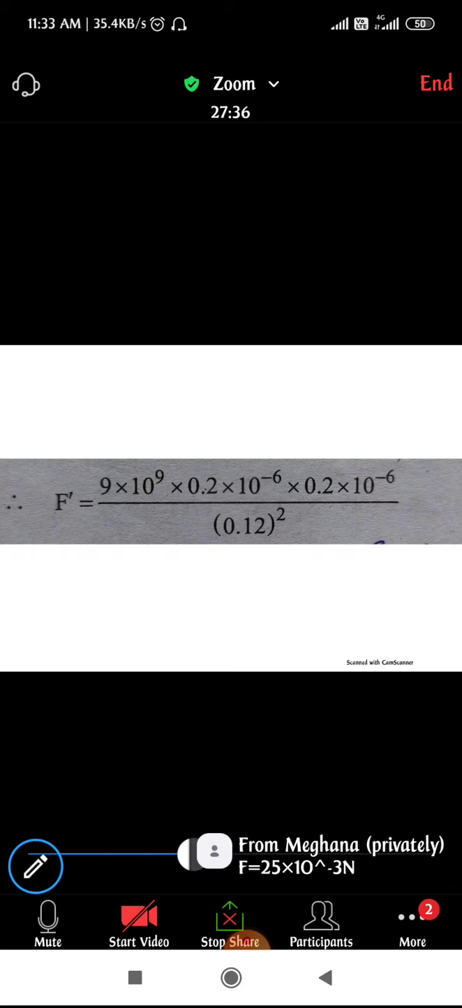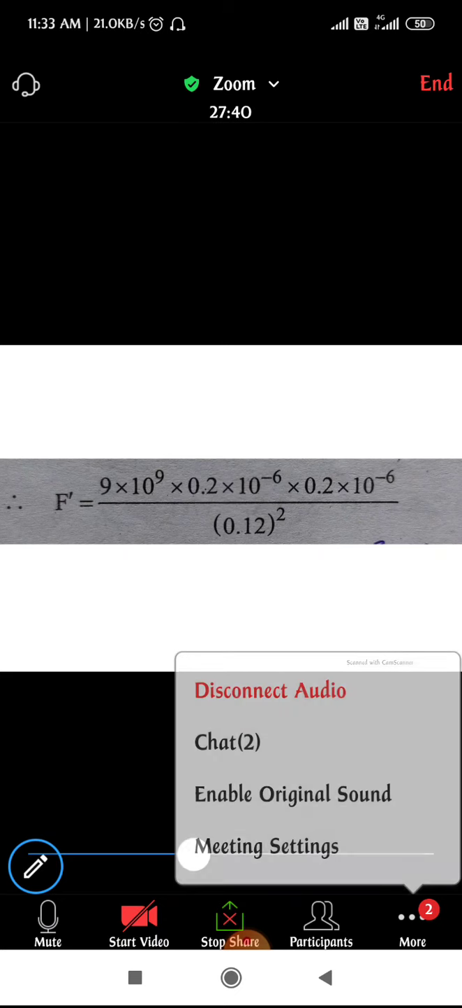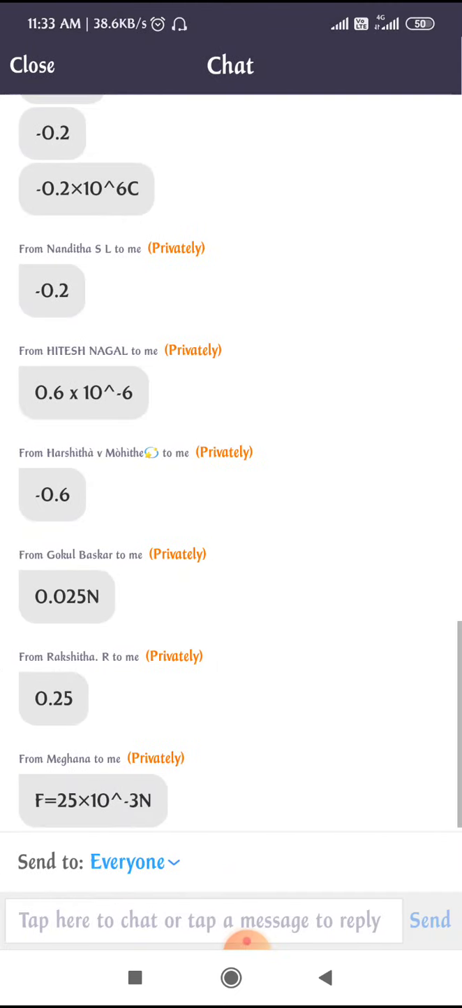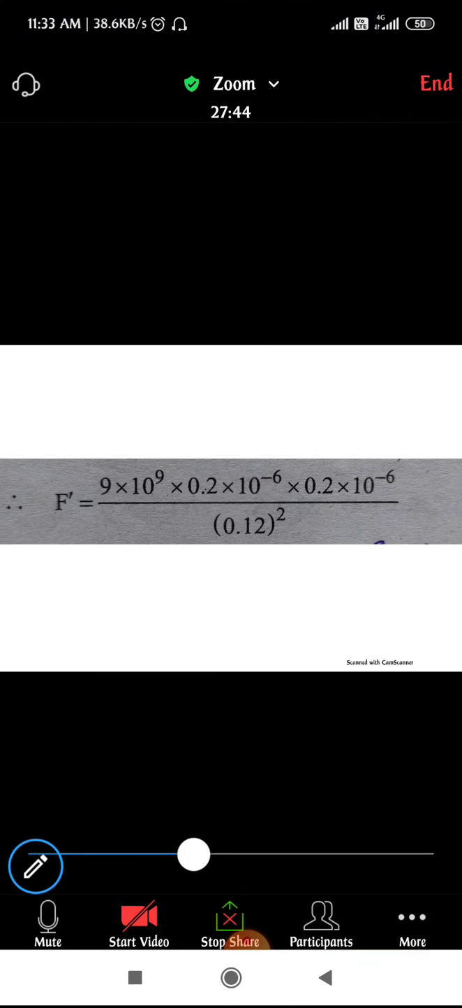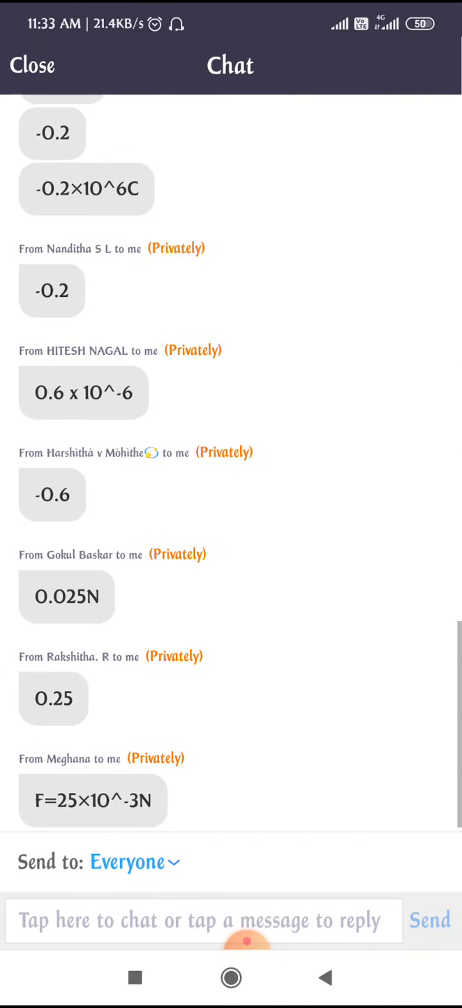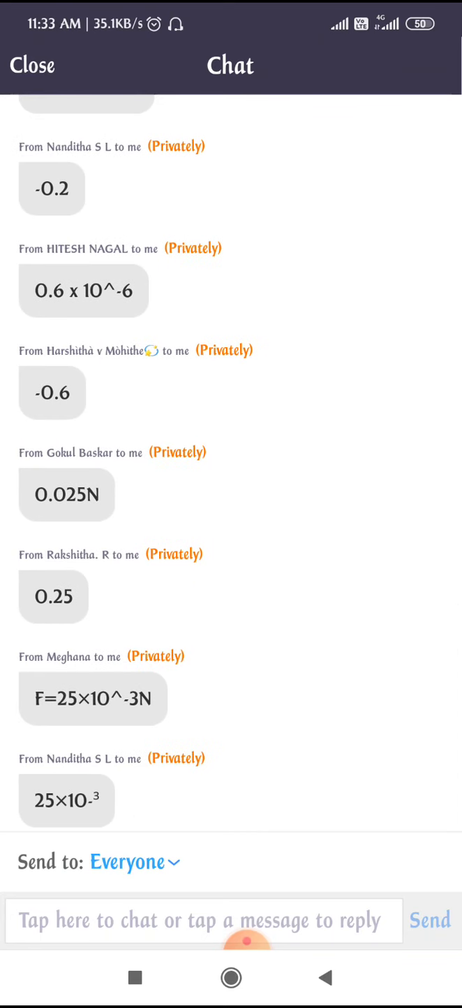Okay, Meghana, F is equal to 25 into 10 to the power of minus 3. Yeah, correct. Apart from Gokul, Rakshita has also given the answer. Rakshita, just check, is it 0.25 or 0.025? Nandita, 25 into 10 to the power of minus 3. Yeah, correct.